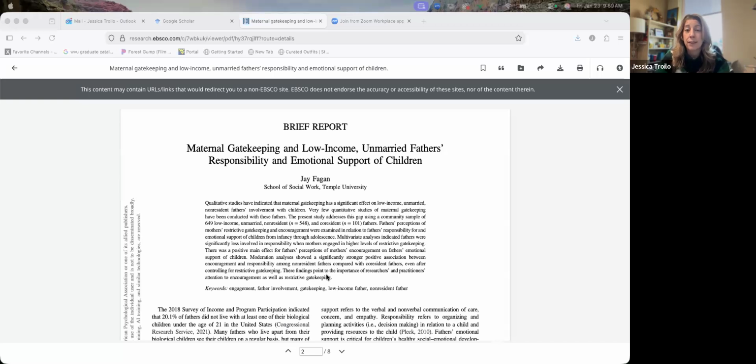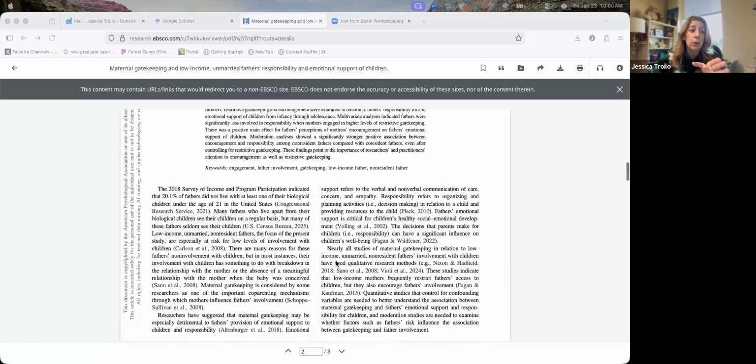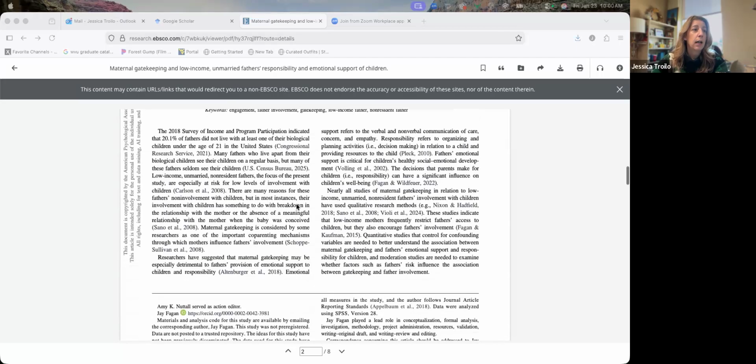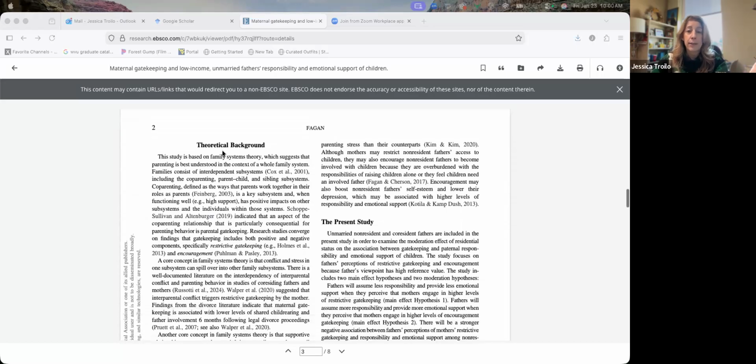A research article doesn't start like that. It's going to start with an abstract, so that is a good clue. Another clue is there's going to be an introduction section to the article. There might be a section on theory or theoretical background.